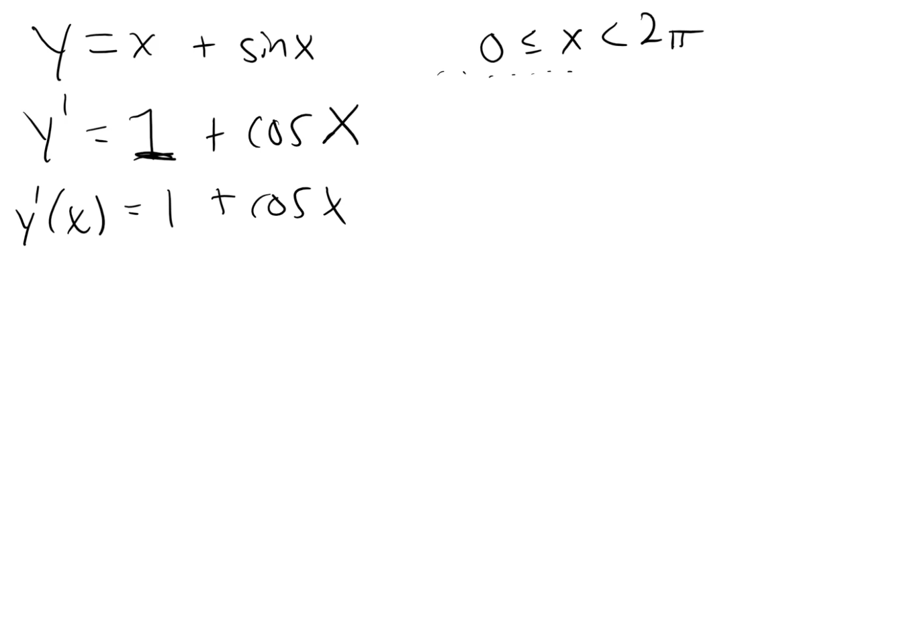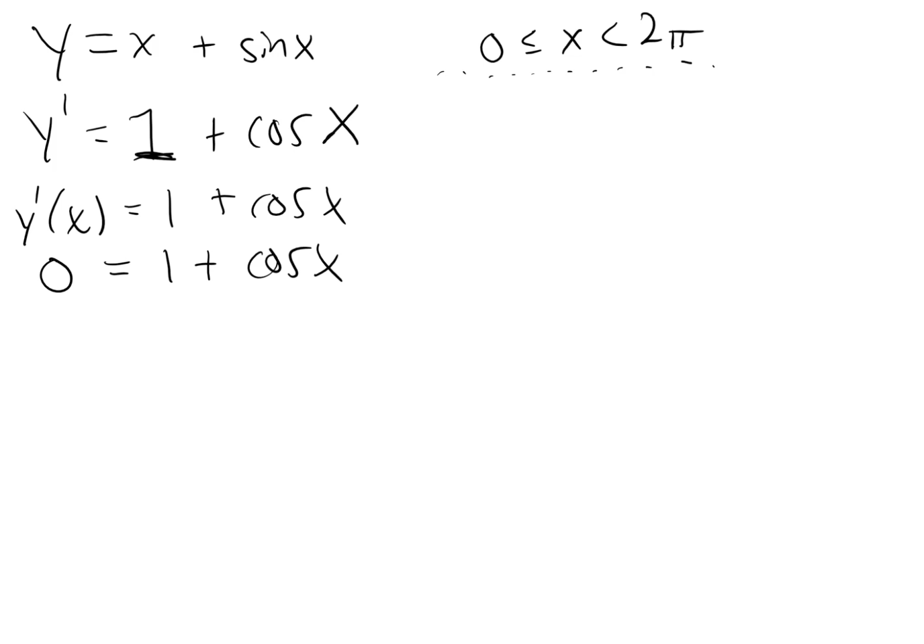Now the parameters of this question say between these values. Since this goes back and forth, it would have infinitely many horizontal tangent lines. We only want to find the tangent lines between 0 and 2 pi. So again, a horizontal line is going to have a slope of 0. So I'm interested in, when does this equal 0?